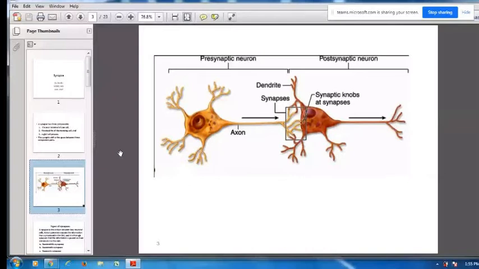Here we are considering this one. This is one neuron, its axon, and this is another neuron, its axon. So the axon of one neuron meets with the axon of another neuron. This is an axoaxonal synapse.